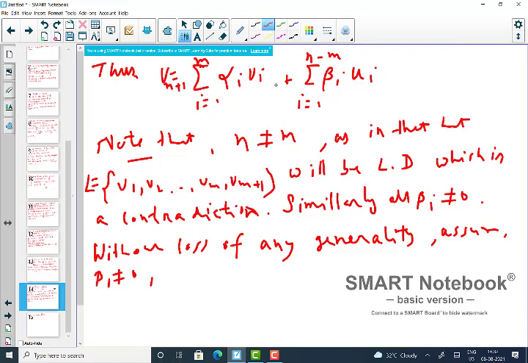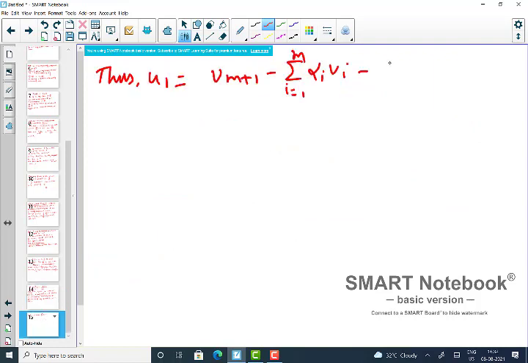So, later, and minus the summation beta i ui, now i equal to 2 to n minus m, right? And then you multiply by 1 over beta 1, because beta 1 is not equal to 0. So this is the u1, right? That means u1 can be written as a linear combination of v1, v2, vm plus 1 and u2, u3, up to u n minus m. So what does that mean? That means you can replace u1 by vm plus 1. That is the important thing.